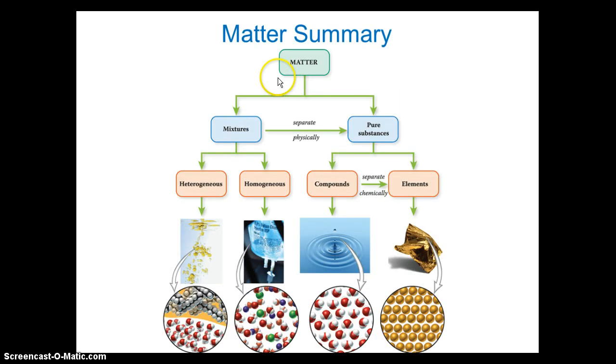You can see here matter is made of two types, mixtures and pure substances. Mixtures can be separated physically into their components. Mixtures we classify as homogeneous, meaning uniform throughout, such as salt and water. Heterogeneous mixtures are not uniform throughout, such as sand and water. Compounds and elements are the pure substance categories.